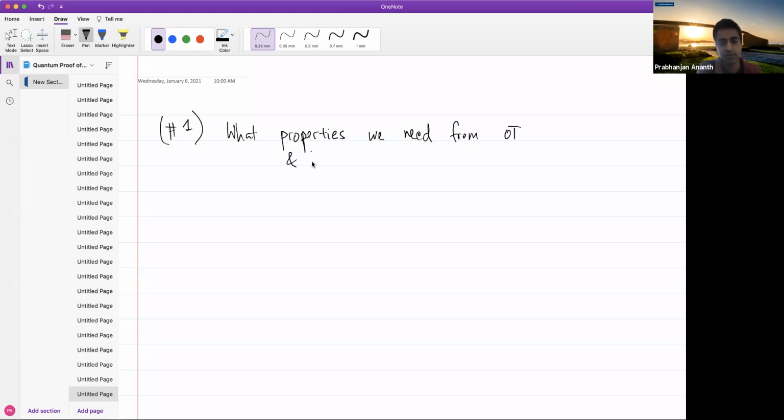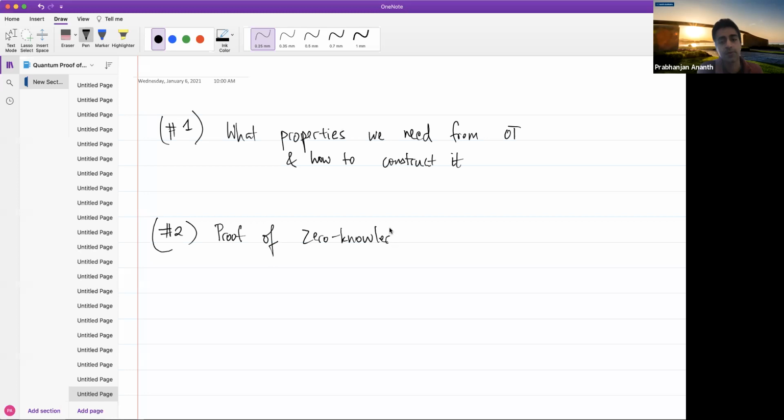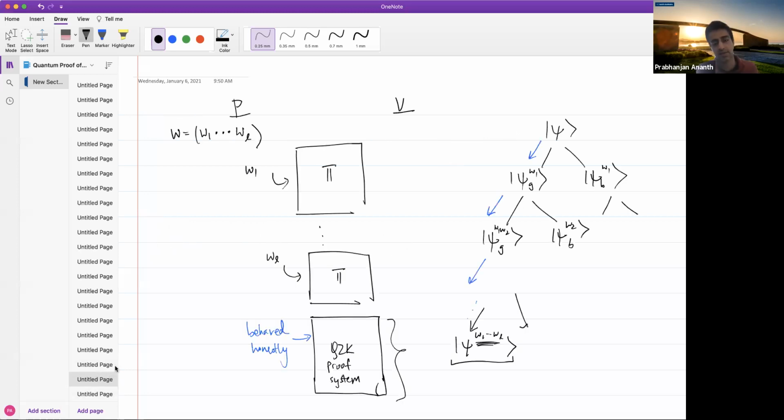And also how to construct it. The second is proof of the zero knowledge. Proof of extraction is easy. I mean, you essentially do Watrous rewinding for every protocol. So proof of zero knowledge is going to be a little more complicated.